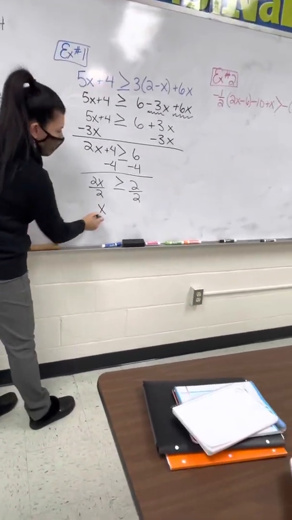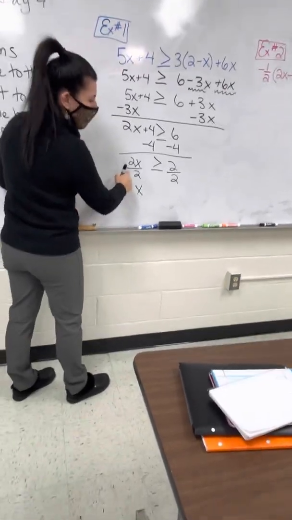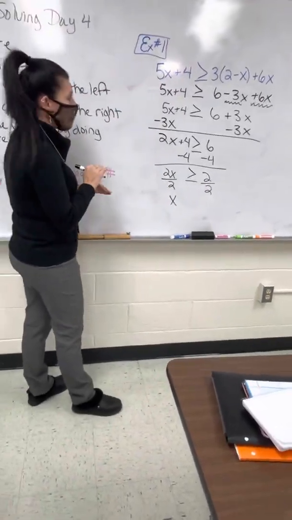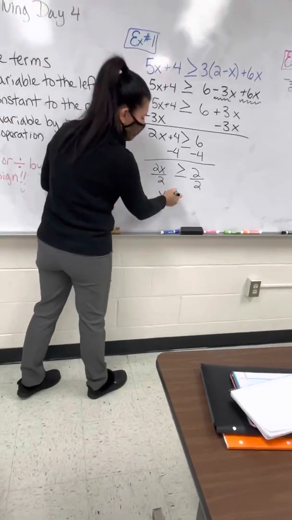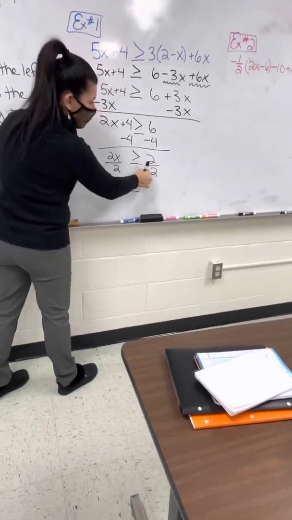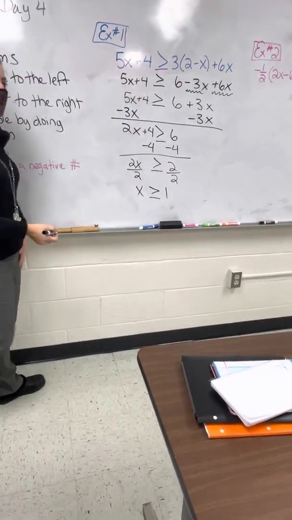I have x left on the left-hand side. I am dividing by a positive number, so that does not affect my sign. My sign stays the same. 2 divided by 2 gives me 1.